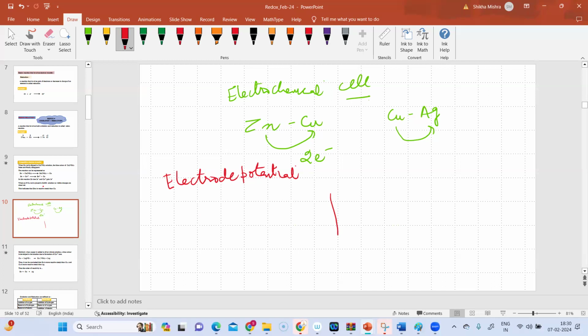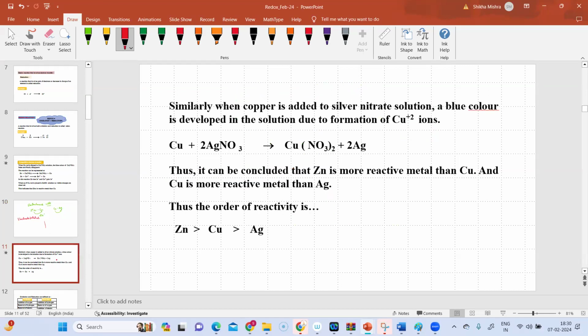I believe this section is clear: there will always be a tension on the surface of a metal, whether it is going to give the electron or accept the electron. That is called electrode potential, right? So this is how it works. On the basis of this, we can make an electrochemical series.